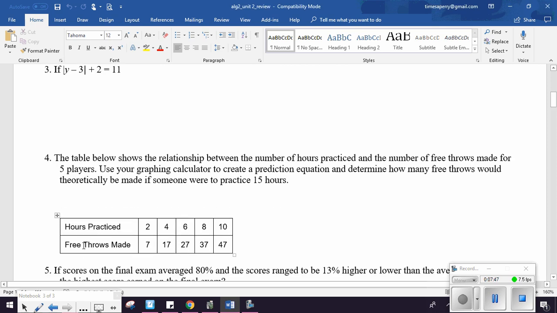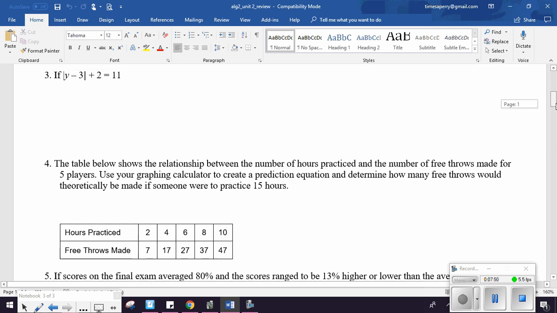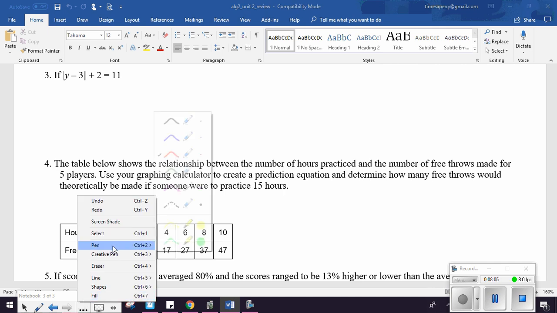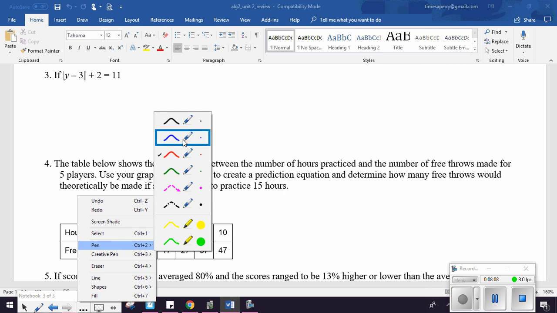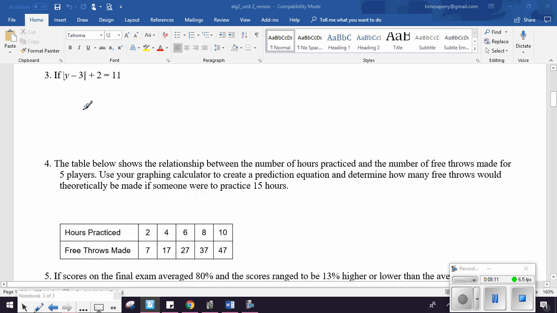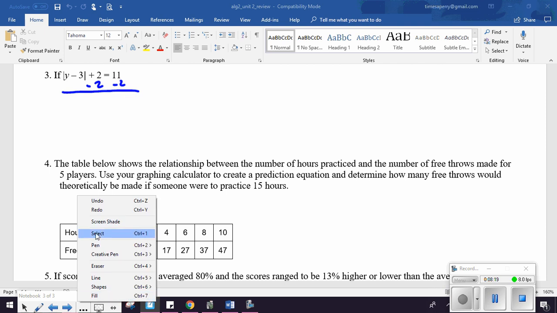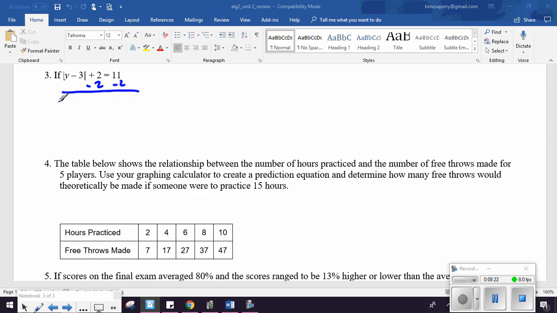Number 3 says, so I'm assuming we're solving, the absolute value of y minus 3, plus 2 equals 11. So this is a lot like question number 1. The first thing I have to do is get that absolute value by itself. So currently we have a plus 2 trying to get into the bar, but he's not allowed. So I'm going to move him to the other side of the street. So you're left with the absolute value of y minus 3 equals 9.